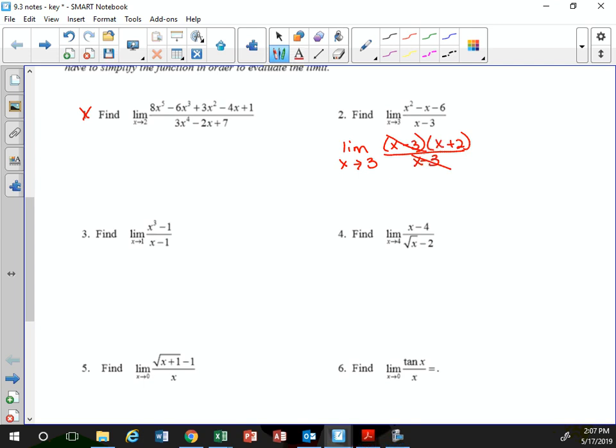Could I plug in my 3 now? Yes. That would be a hole. We're essentially finding the y coordinate of the hole. So what do I get? You got 3 plus 2. Okay. Graphically, guys, that's this line, x plus 2. Only when you get close to 3, there's a hole. So the limit, approaching it from both sides, is 5. Okay. All right. Try number 3 for me.